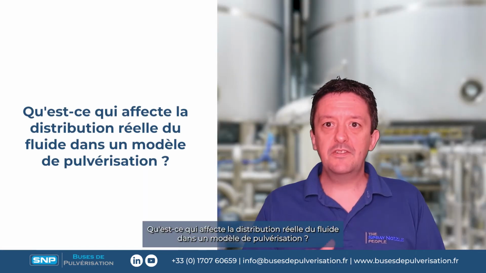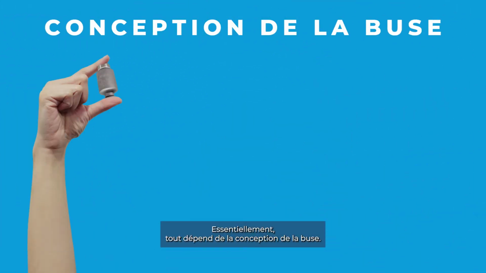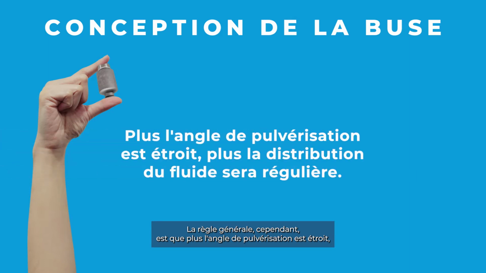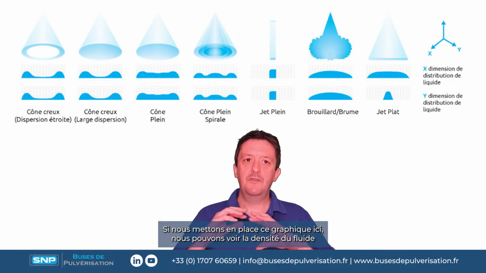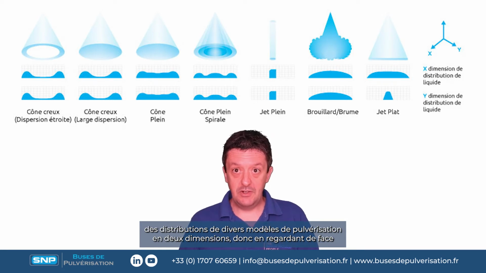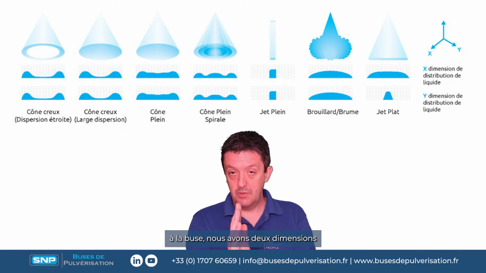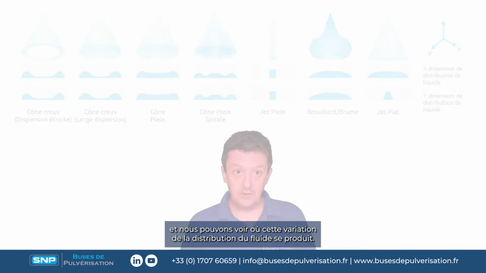So what affects the actual fluid distribution within a spray pattern? Essentially, it's all down to the nozzle design. General rule of thumb, though, is that the narrower the spray angle is, the more even the fluid distribution will be. If we put up this graphic here, we can see the fluid density distributions of various spray patterns in 2 dimensions. So looking face onto the nozzle, we can see where that variation of fluid distribution occurs. Let's go through these.